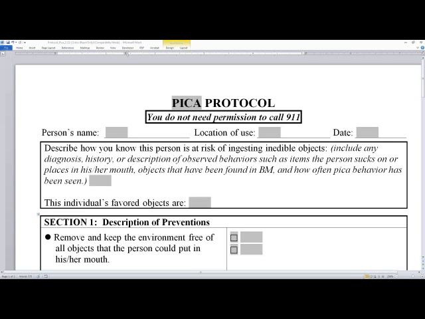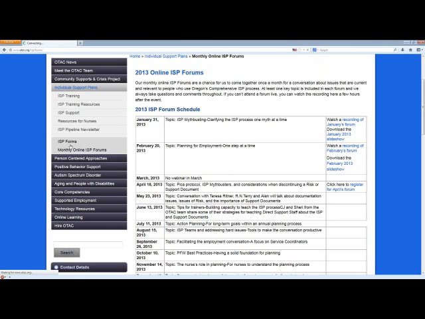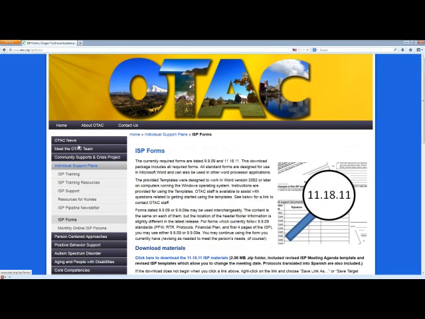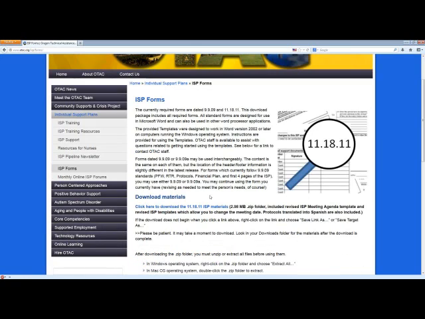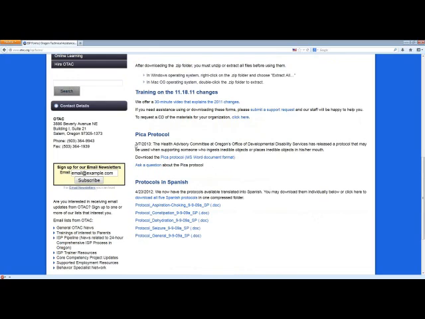I was just going to flip over to our website and show you the ISP forms page. I'm going to let it load here. Here's the ISP forms page. If I scroll about halfway down, you're going to find we have the Pica Protocol. It was updated last month. I think I said February, but I said that wrong. I think it was actually March 7th. There it is. If you just click here, you'll be able to download the Pica Protocol. That's how you can access it. Save it to your computer. You've got it.